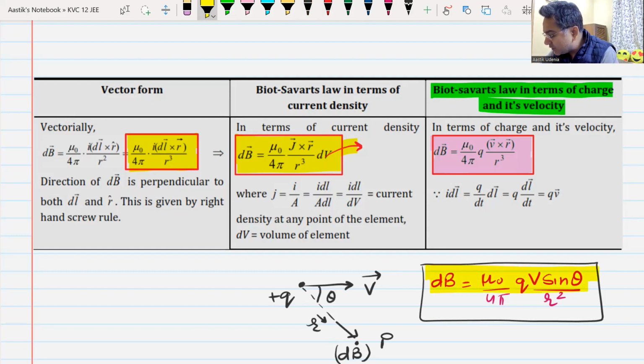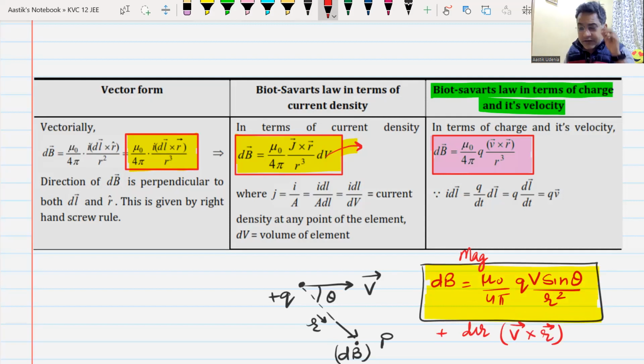That gives you the magnitude of the magnetic field. How will you get the direction of the magnetic field? You do the cross product of v with r vector, and that will give you the direction. If I do the cross product of v with r, v is like this, r is downward, so the magnetic field will be going inside. So the magnetic field at this point will be going inside.